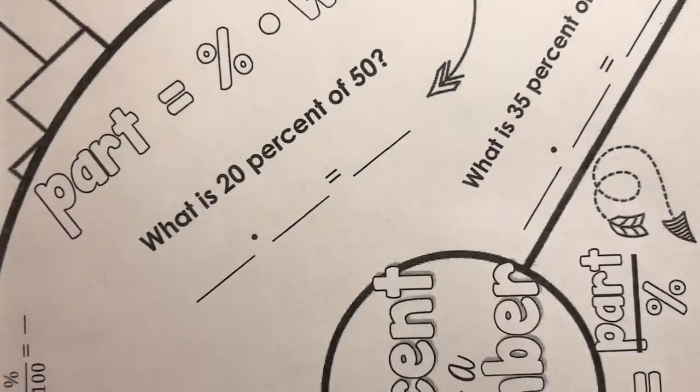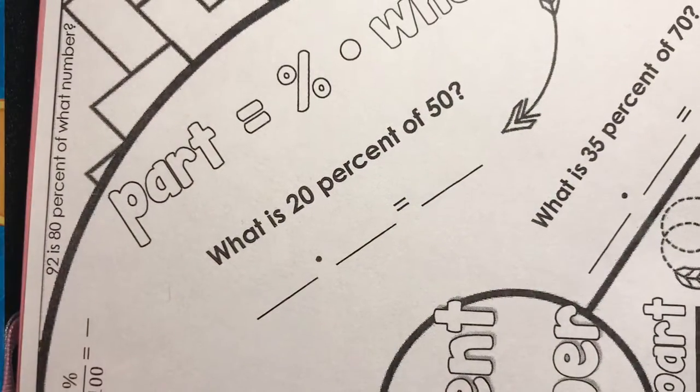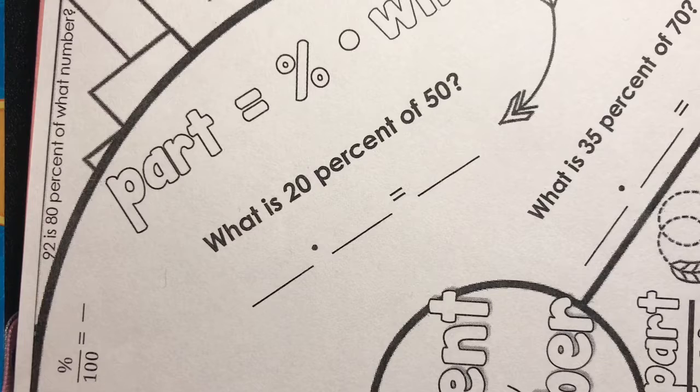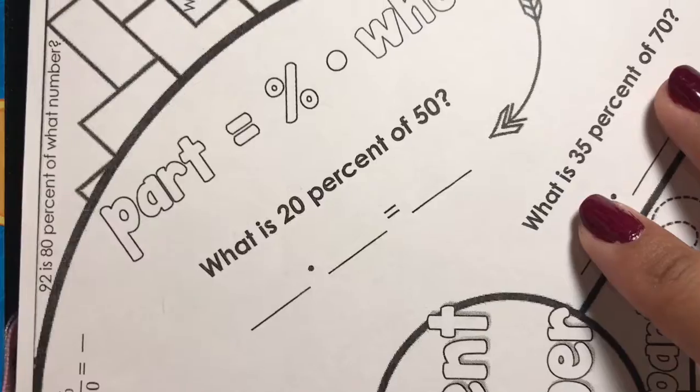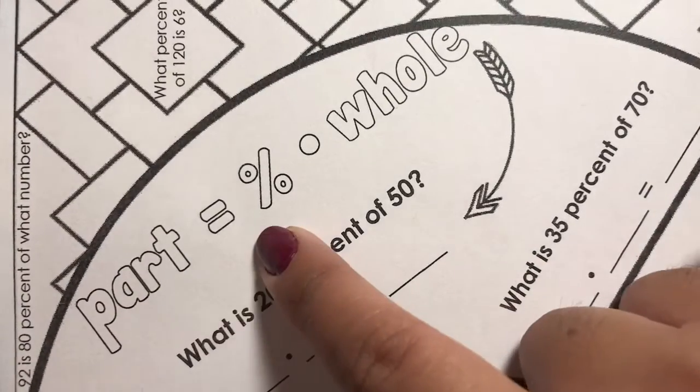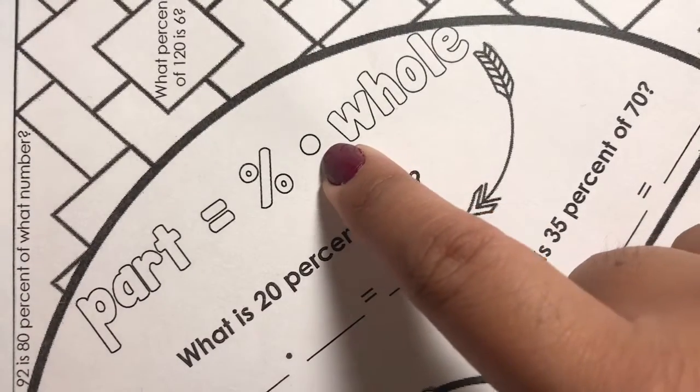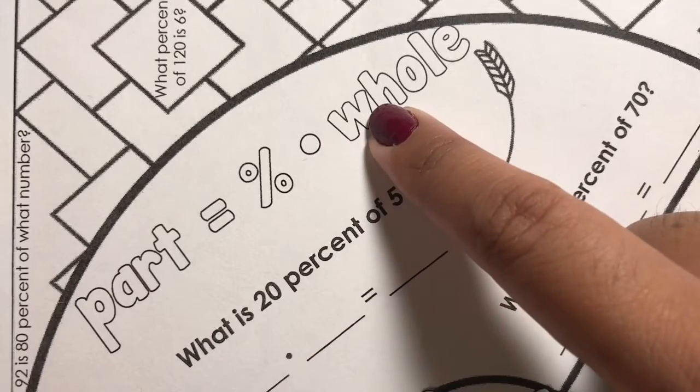So let's start off with this section right here where it says what is 20% of 50? For all intents and purposes, this is probably going to be the question you're going to be asked the most in most of your math problems, but it's also probably the one you're going to be using the most in real life. So we'll start off with this one. As you can see here, it says part equals percent times the whole.